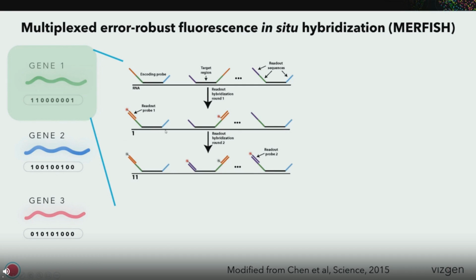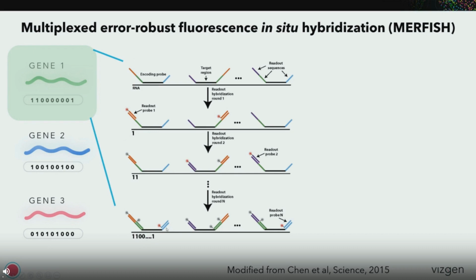Then we will extinguish the signal and flow in another subset of fluorescently labeled readout probes again. Again, you can see in the second round, if there is a binding event, there is a fluorescent signal, and it will decode as 1. If there is no signal, then it will decode as 0.